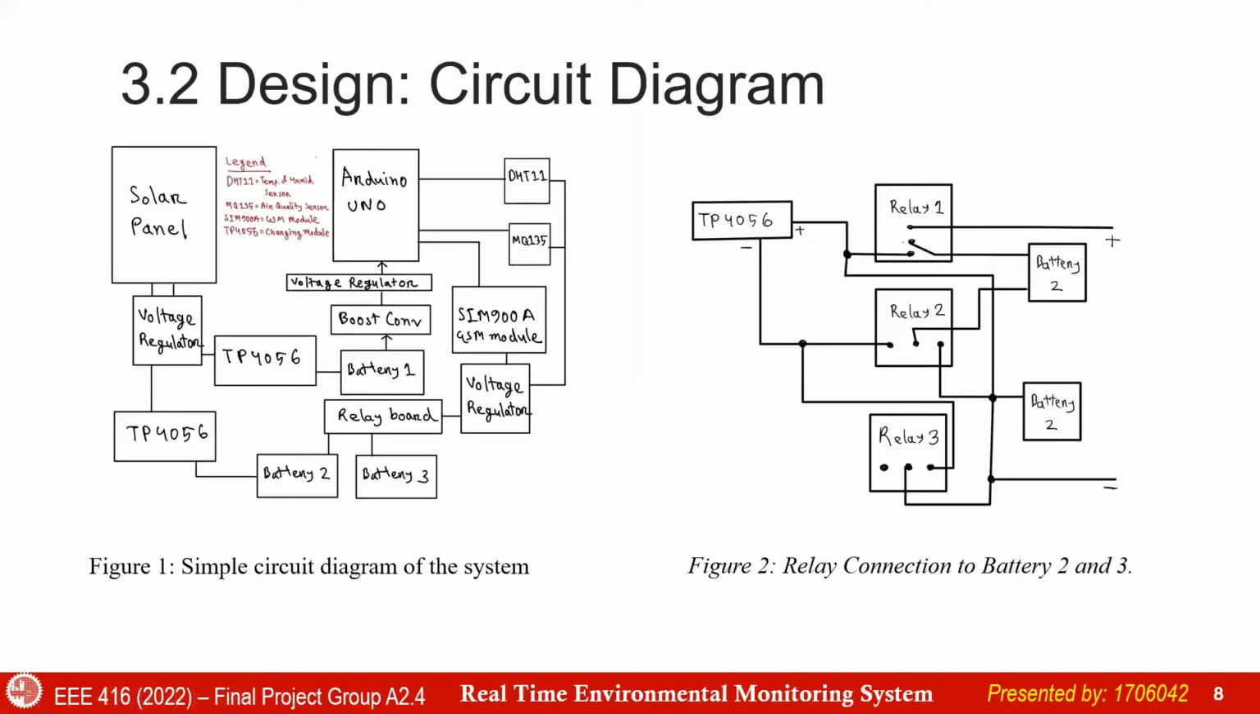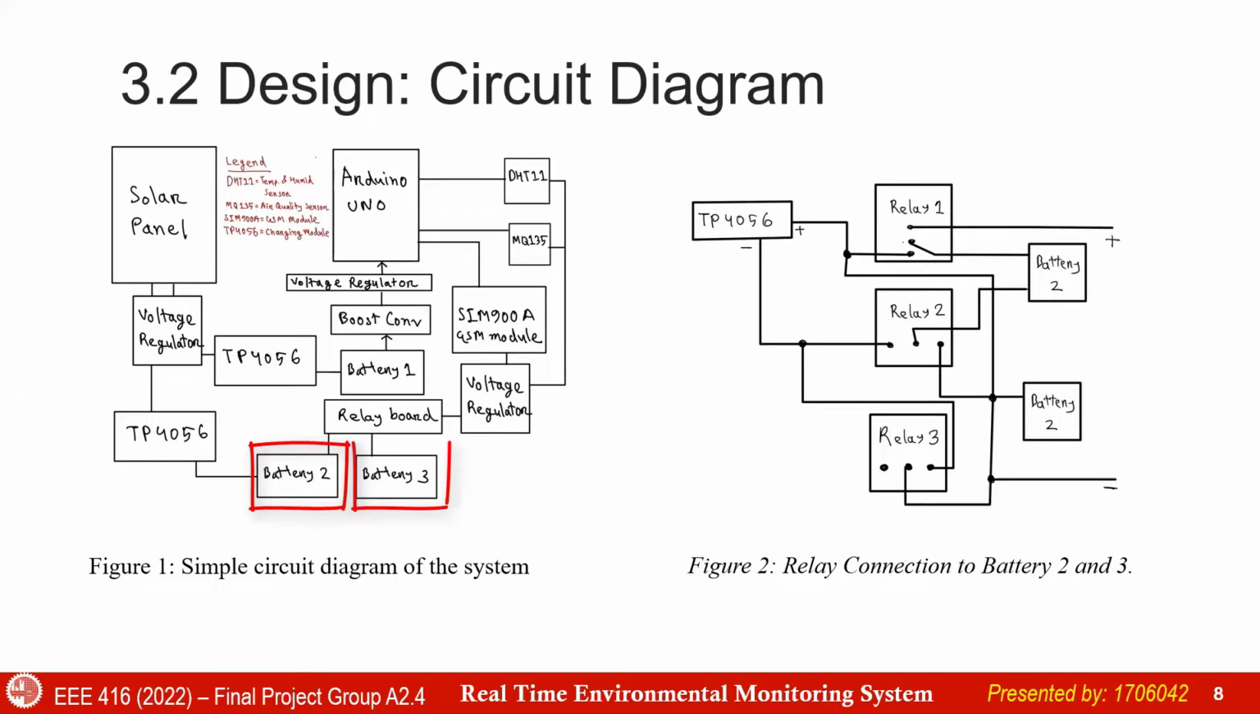Circuit diagram. Here we can see the overall circuit diagram that we used. We are using a 12-volt solar module to charge the batteries. We used a 5-volt voltage regulator to regulate the output voltage of the solar and then feed it to the charging module. The module further regulates the voltage to charge the batteries. Battery 1 is connected to the boost converter to boost the voltage to around 7 volt and then regulate it to 5 volt to power the Arduino.